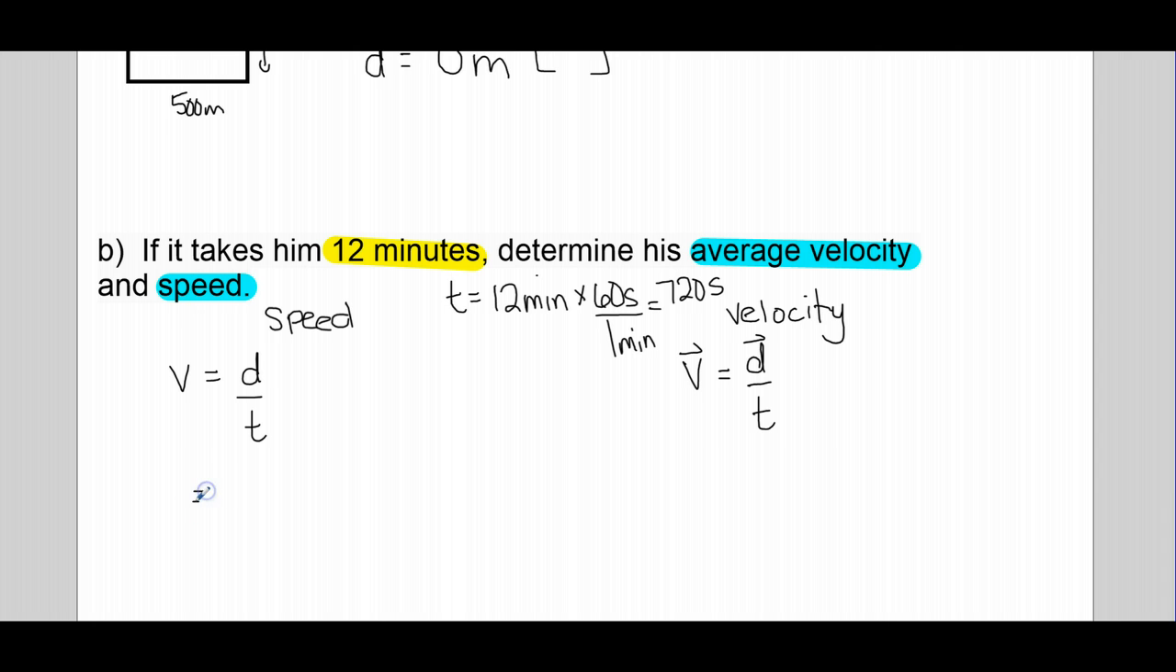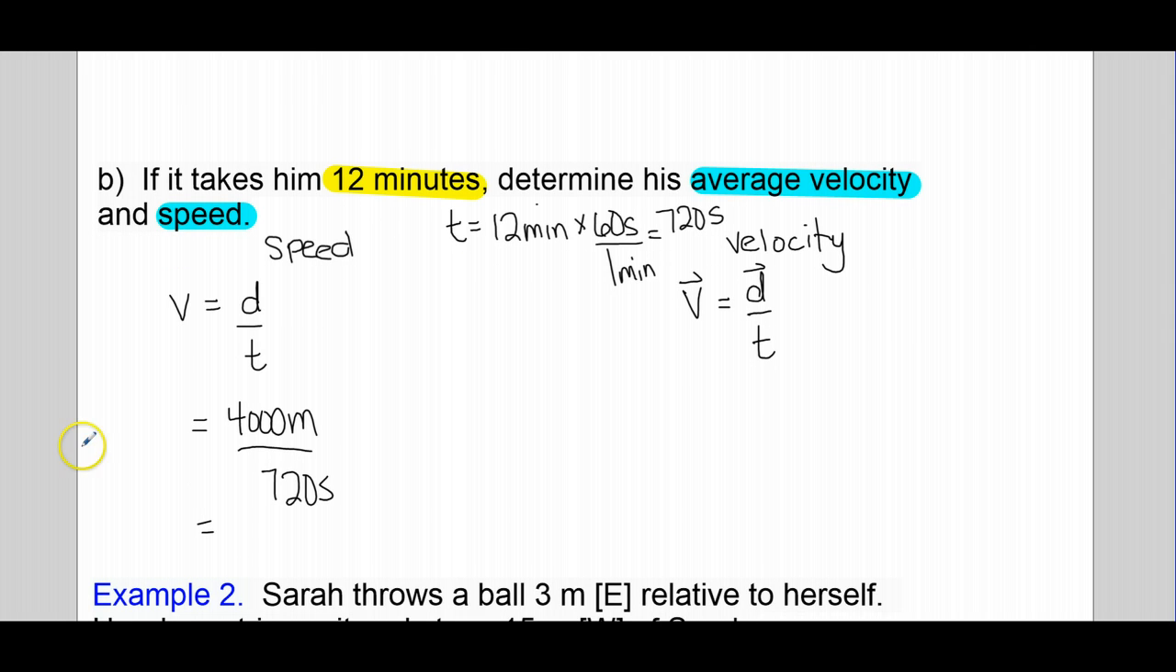So now it's just a matter of straight substitution. So we had a distance of 4,000 meters over 720 seconds gives us an average speed of 2.8 meters per second. And our velocity is our displacement divided by time. Well, our displacement was 0 meters. And our time is still 720. So we end up with a velocity of 0 meters per second.